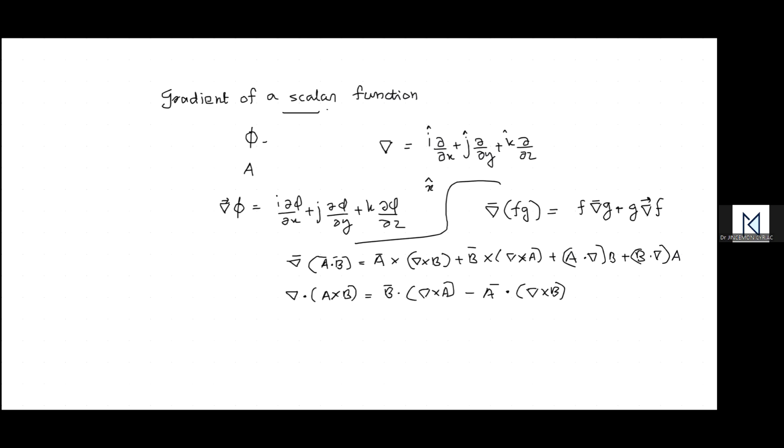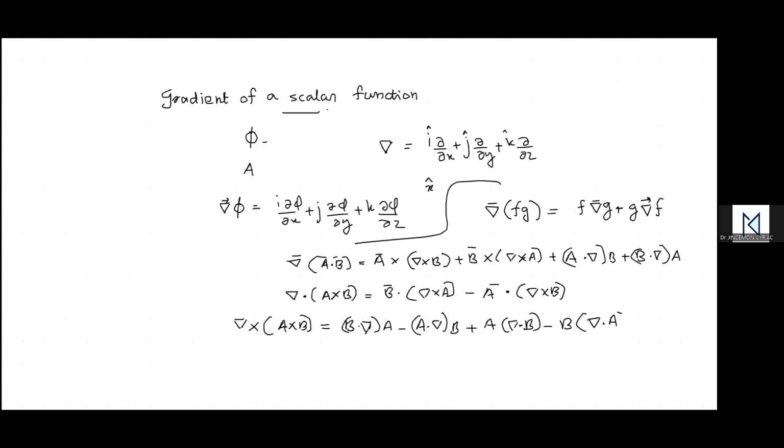Then one more equation that is very urgent, very useful for us to solve. If there are two cross products, del cross of a cross b is equal to b dot del into a minus a dot del into b plus a into del dot b minus b into del dot a.